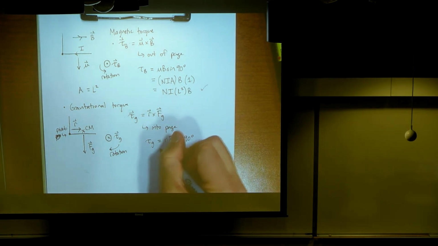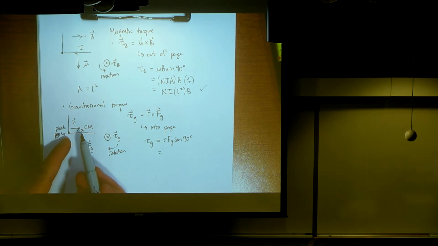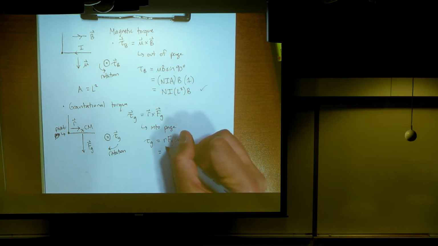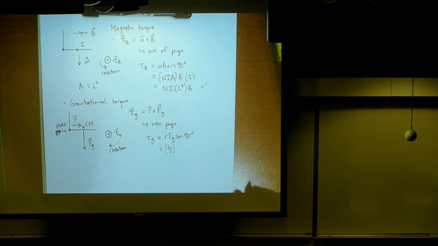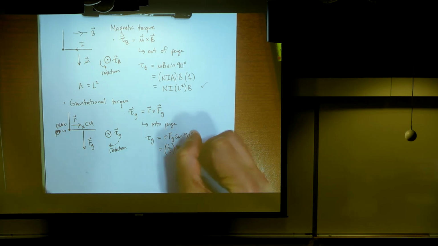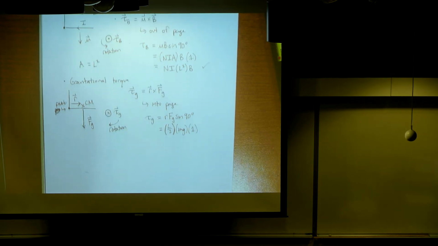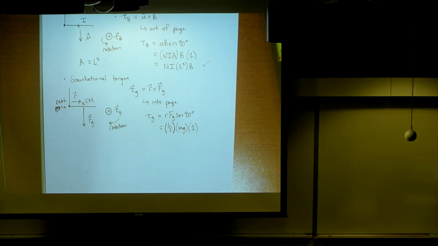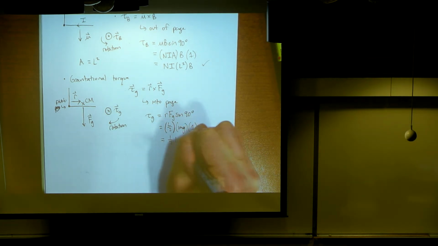Which gives us a factor of 1. And by the way, R is just going from the edge of the loop to the center, so it's half of the length. L over 2 is another way of expressing R. You see that? How do I express the force of gravity? It looks like it's just L over 2 mg, and then sine of 90 gives us 1. All right, so we have a half L mg.